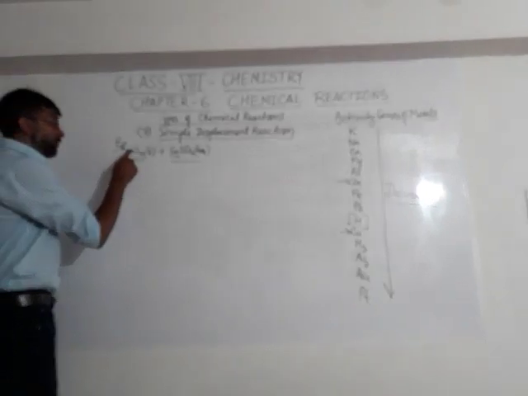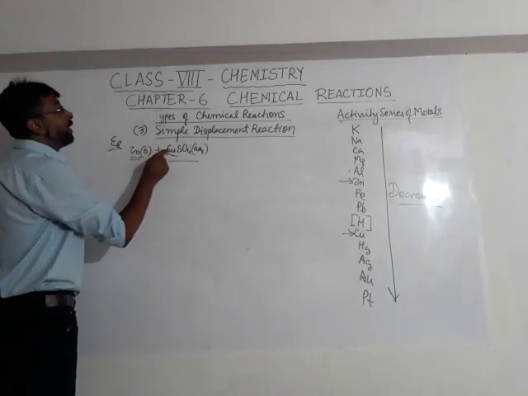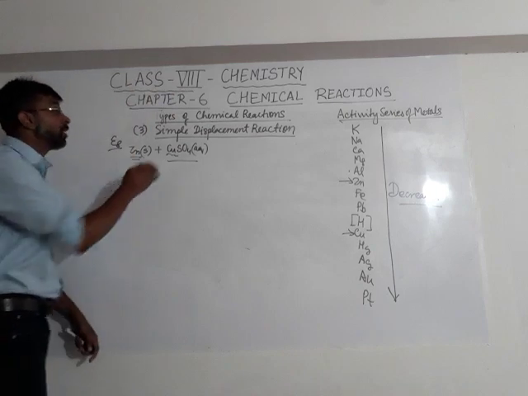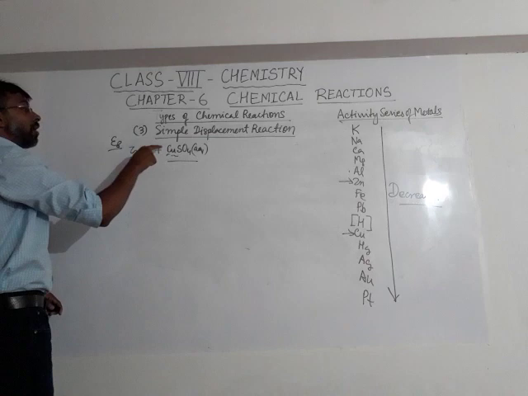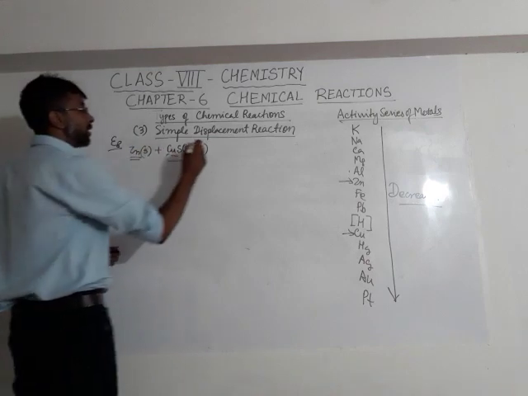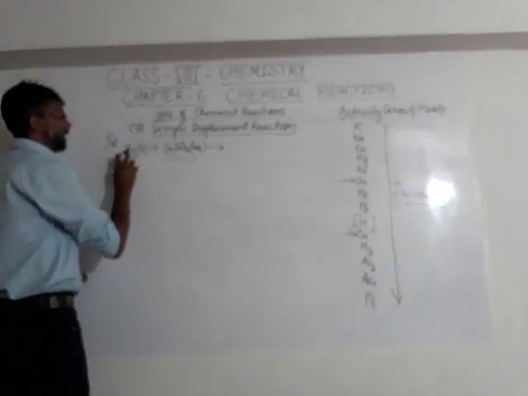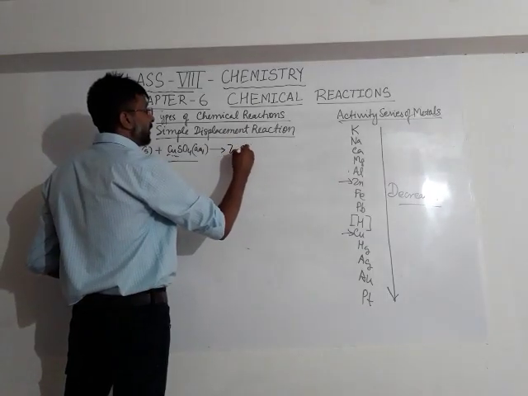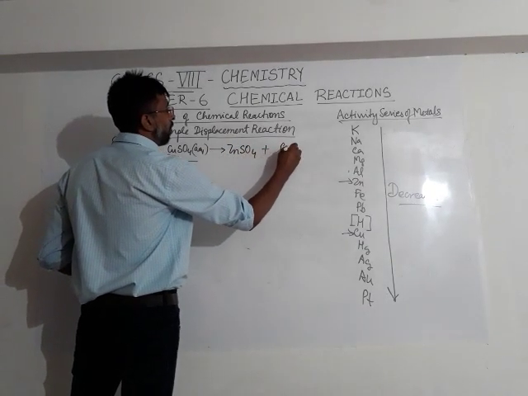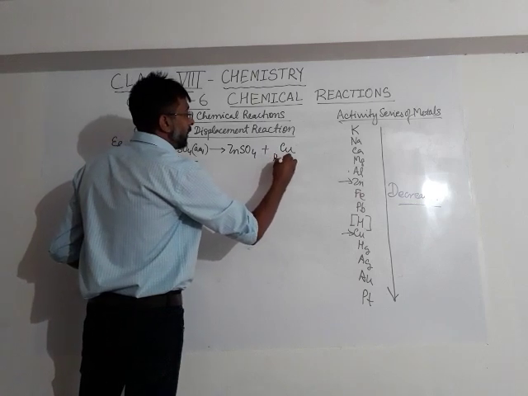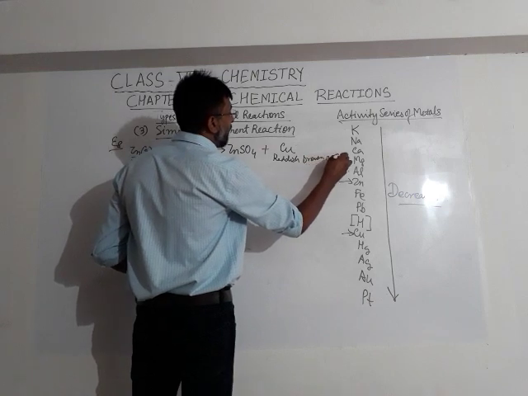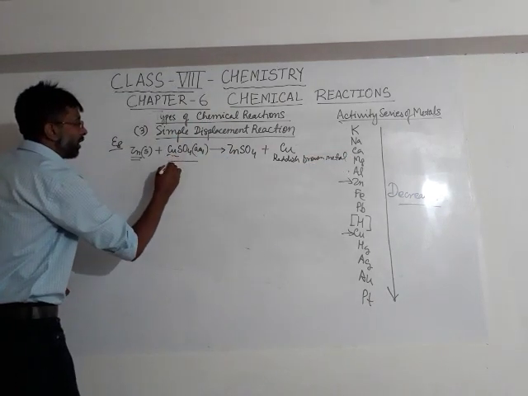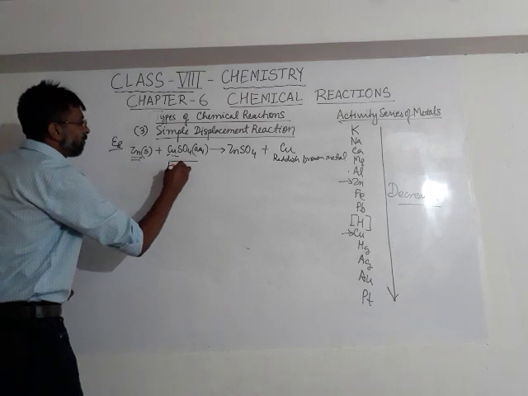Zinc is higher. Okay. So, since zinc is higher, this zinc metal will displace copper from copper sulfate. It will kick out, remove this copper from copper sulfate and take the place of copper. So the products obtained become zinc sulfate plus copper. This copper is a reddish brown, shiny metal. And over here, this copper sulfate solution is a light blue solution.